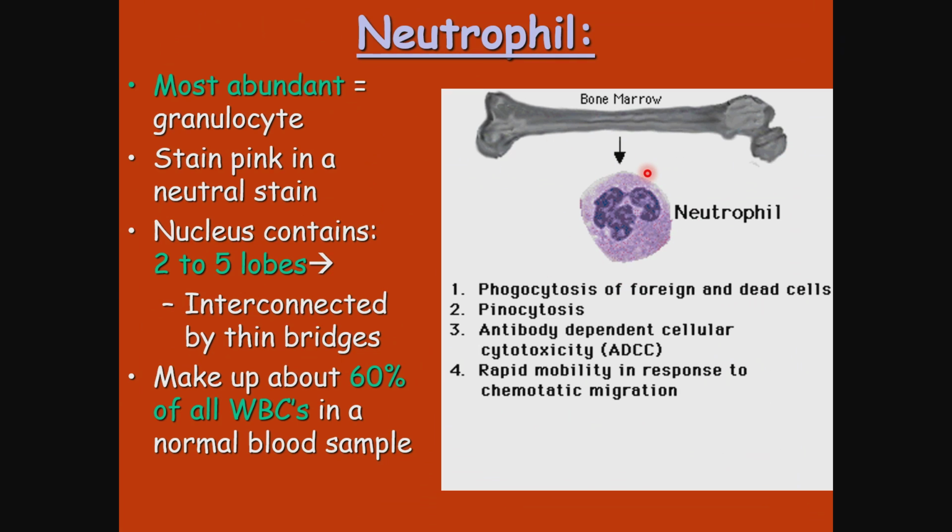The nucleus is 2 to 5 lobes. This one in the picture happens to be 3. And if you can see right here, they're connected by a bridge. So even though it may look like it's separated, it's all connected. And they make up 60% of all white blood cells.